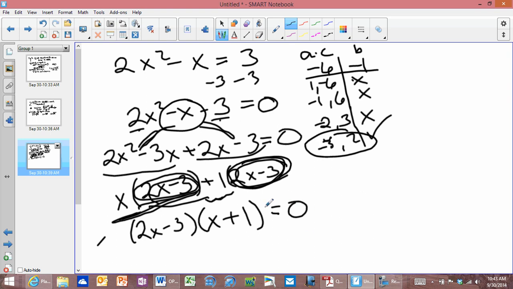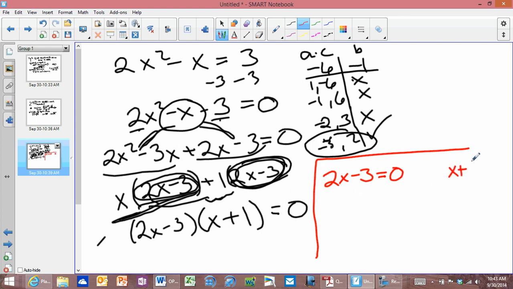Now to actually solve this, I use my principle of zero products, is what they call it. I'm going to keep forgetting what they call it. Now I'm just going to come over here. So I have 2x minus 3 equals 0. That's my one equation. Then I have x plus 1 equals 0. I like doing them side by side. Definitely don't write them on top of each other because then we're still going to have to solve these things.